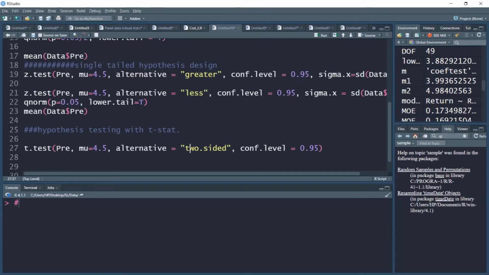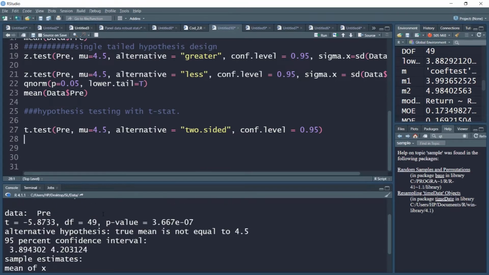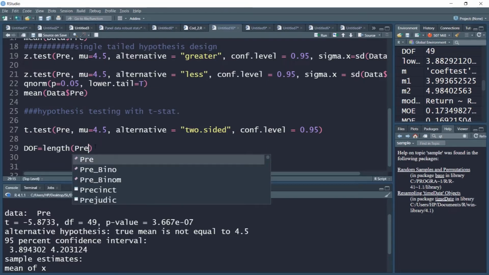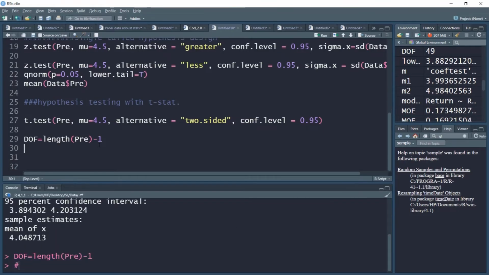Now we'll try to run this command, and once we run this command, notice the t statistic, which is minus 5.8733. This is the t statistic for this test, and if we are doing the critical value analysis, we need to generate the critical value of t statistic. For that, we would require the degrees of freedom, which can be easily computed as length of sample size minus 1. So this is my degrees of freedom. Once I have my degrees of freedom, I can generate the critical value corresponding to 5% level of significance using this qt command. I'll write qt, and probability value, which is significance level, is given as 0.05 divided by 2.